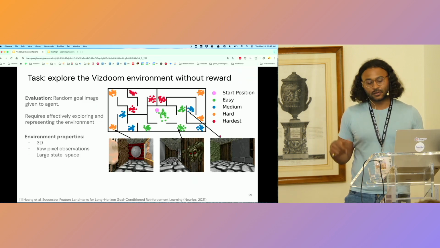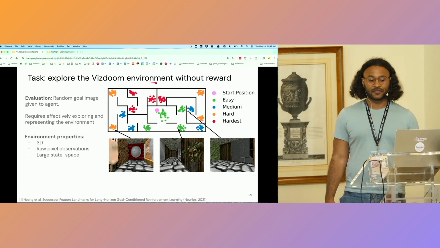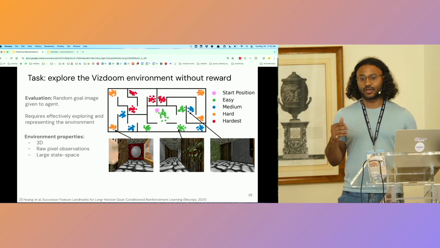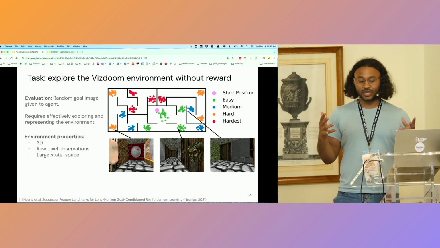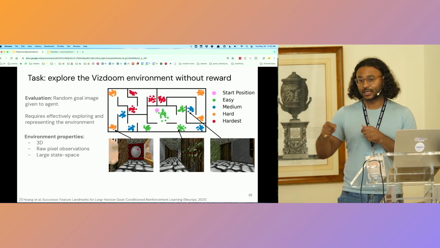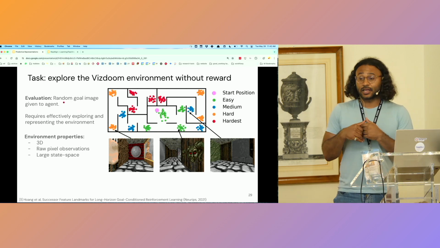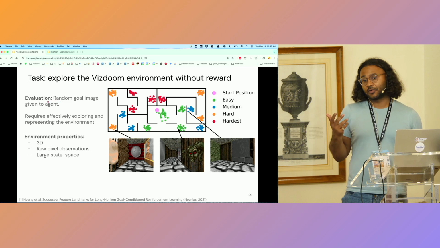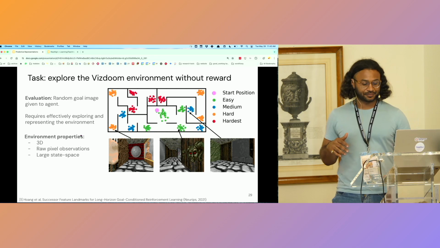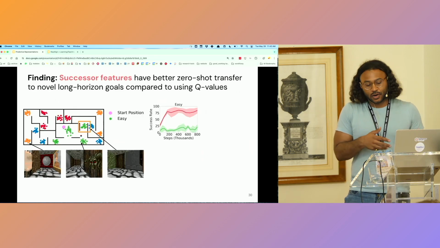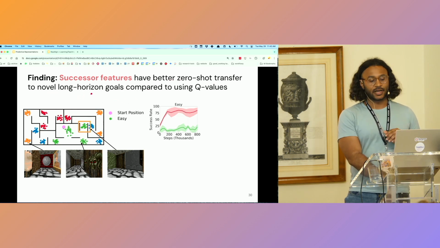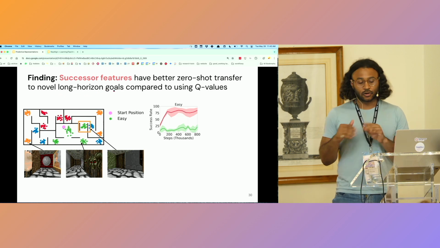So where was this useful? We use this to explore the Visdom environment without any reward. This is a maze. That's a very large maze. The agent gets images of this maze. It's a 3D maze. It just gets images. It doesn't know where it is. It doesn't have its location. And then it has to learn to map out and explore the maze with just images and no reward. And then at evaluation, we're going to give it a random goal image, and it has to get there. So this requires effectively exploring the environment. And the finding that we had in this work was successor features had better zero-shot transfer to novel long-horizon goals compared to methods that used Q-learning or Q-values.